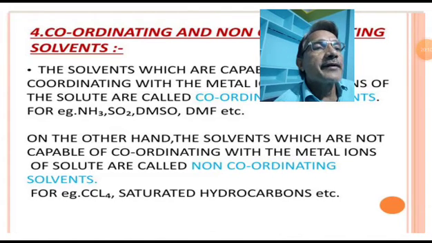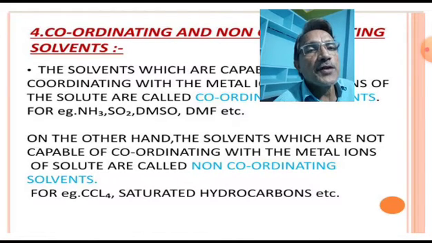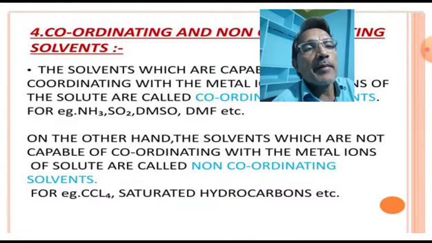On the other hand, the solvents which are not capable of coordinating with the metal ions of solute are called non-coordinating solvents. For example, CCl4, chloroform, and saturated hydrocarbons. Carbon tetrachloride and saturated hydrocarbons are not capable of coordinating with the metal ions.